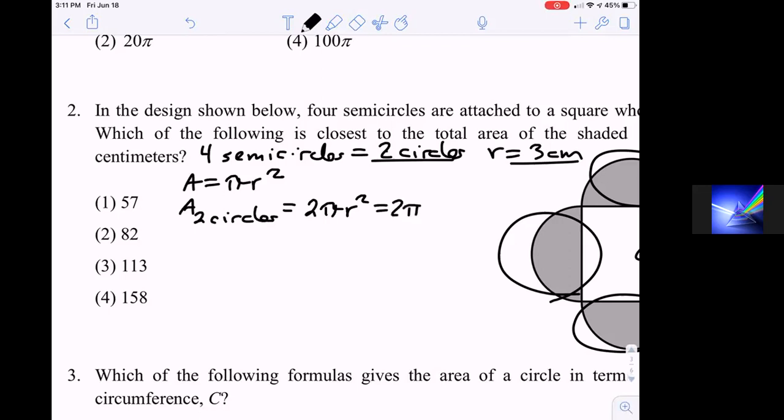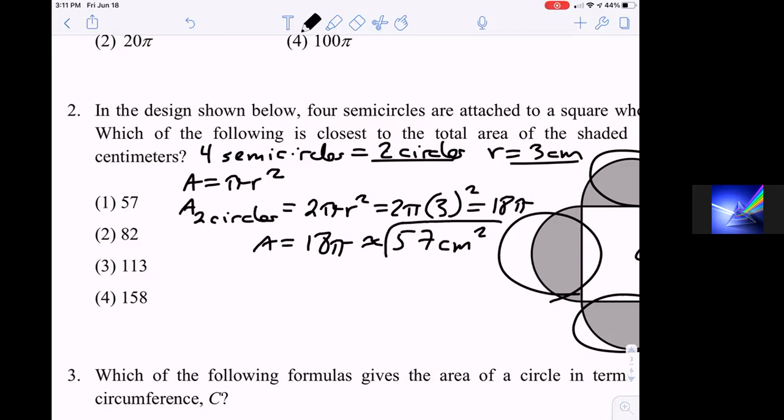So 2 times pi times the radius, which is 3 centimeters squared, would be 18 pi. You can see your answers are not involving pi, so you're going to have to multiply 18 times pi, and that's approximately 57 square centimeters.